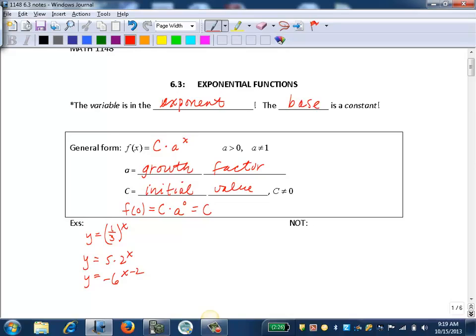Okay, some examples not to be confused with exponential functions. y equals x to the 1/3. Here, although it contains an exponent, the variable is not in the exponent, so this is not exponential. And then a power function like y equals 5x squared, again that contains an exponent, but the variable is not in the exponent, so it's not an exponential function. So you want to make a note here. Don't confuse exponential functions with power functions, which we studied in the last chapter, like x squared, x cubed, etc.